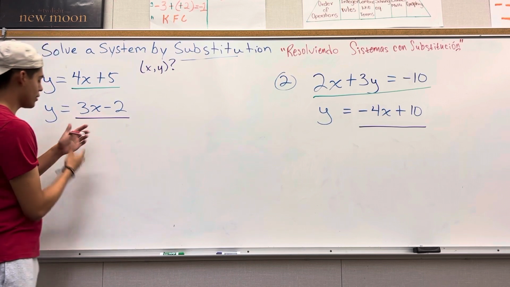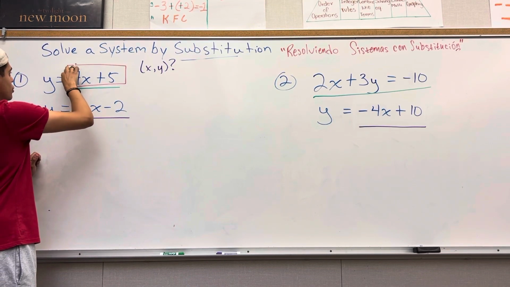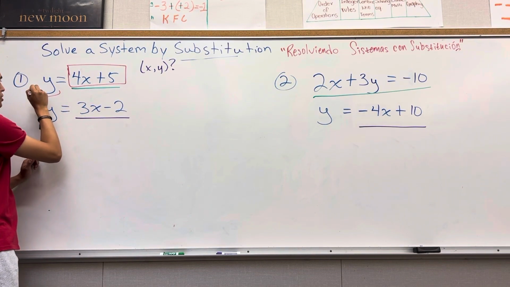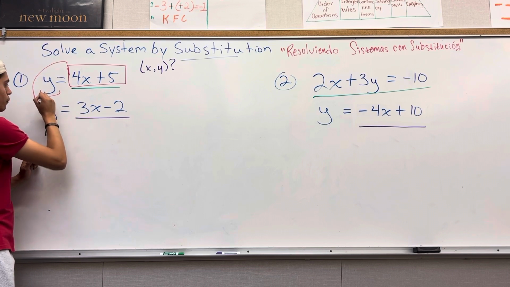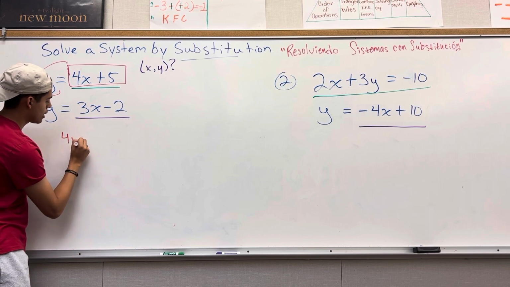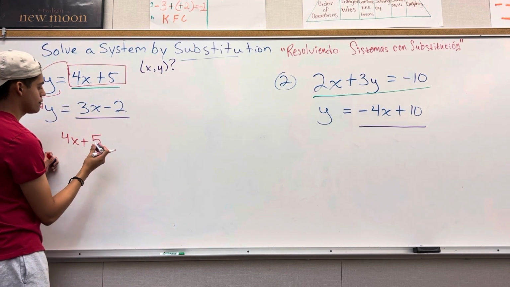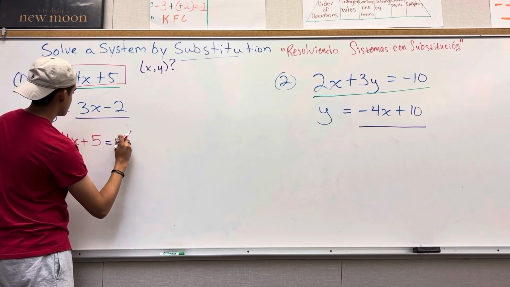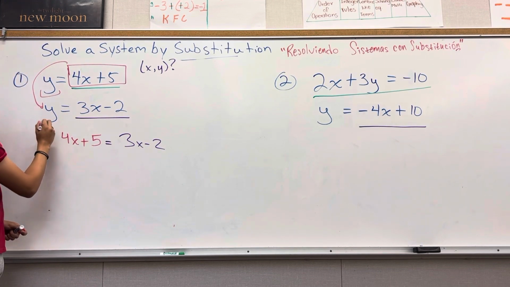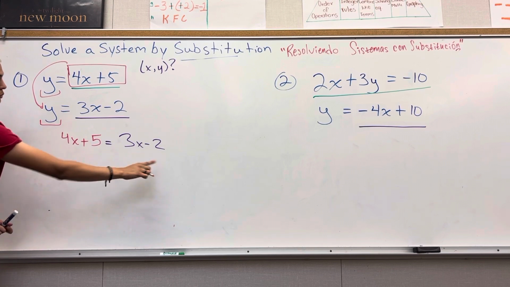Now, remember how we did last time with the red box. You can make a rectangle around one. That is what this y equals. Substitute that red box into the other y, and that is what we're going to be doing right now. You have this 4x plus 5, and then you have the rest of it, which is 3x minus 2. As you can see, what we just did is stuff that box into this y, and we just rewrote the problem.